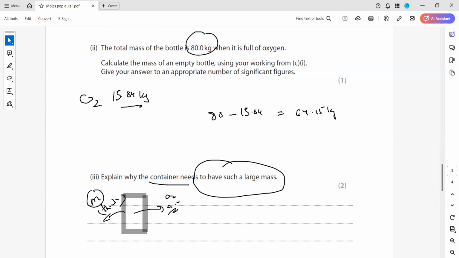And when the walls are thick, it means it can hold or withstand the very high pressure. So the points which will score the marks here, you have to mention that the gas container or gas bottle will be hollow, like inside it will be empty. So outside all the mass is because of the walls. The walls of the container will be very thick because of the high mass. And when the walls are thick, it can withstand a very high pressure.